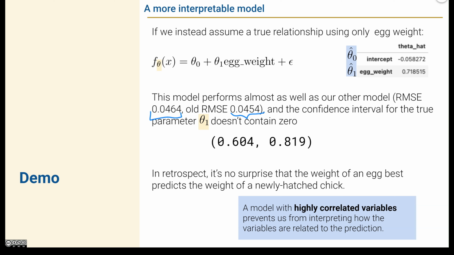And again, this also aligns with our actual understanding. It makes sense that the weight of an egg predicts the weight of a newly hatched chick. So in general, if you have highly correlated features, it's going to prevent you from interpreting how the variables are related to the prediction, unless you remove some of the features that are correlated.